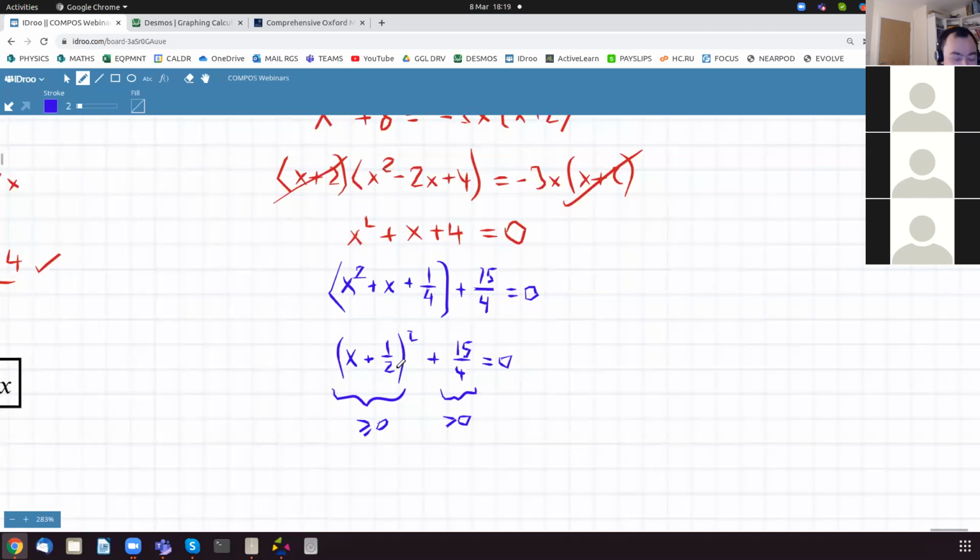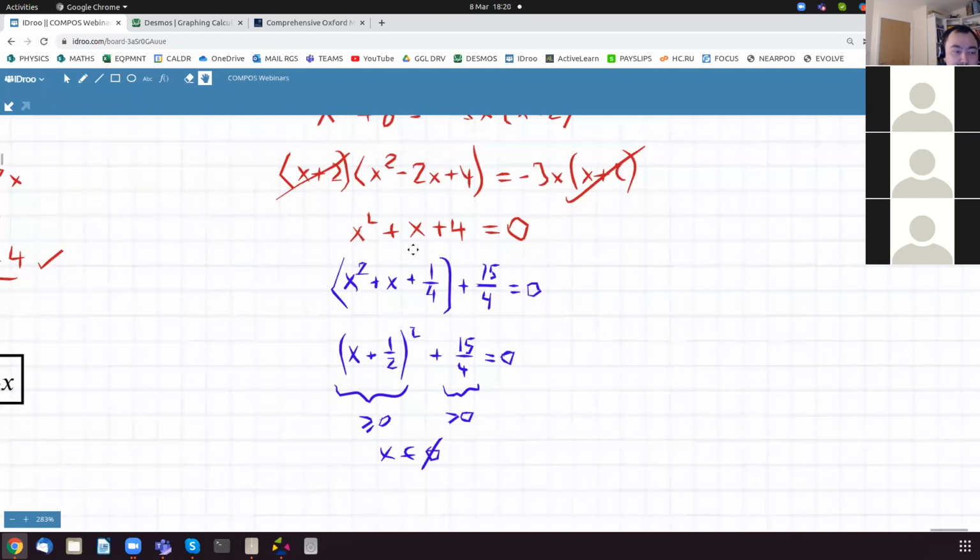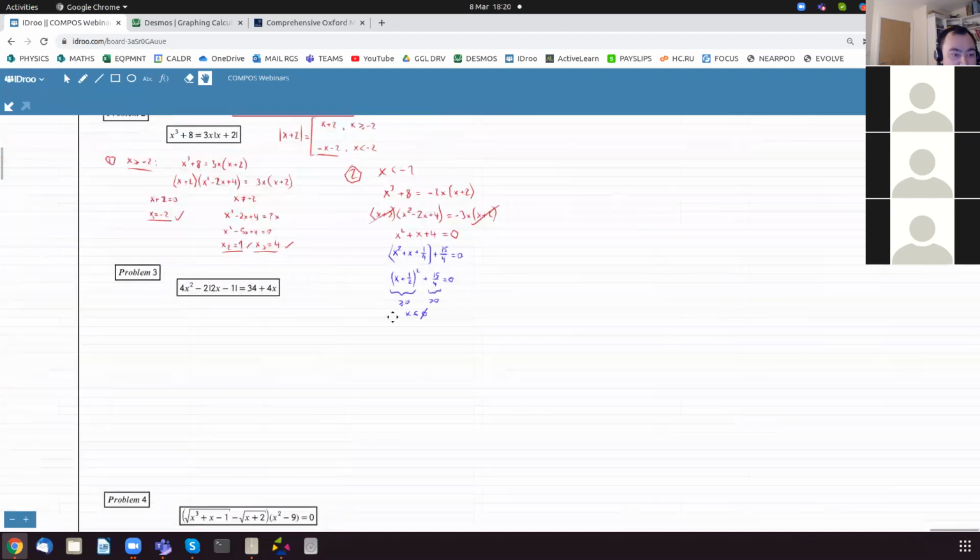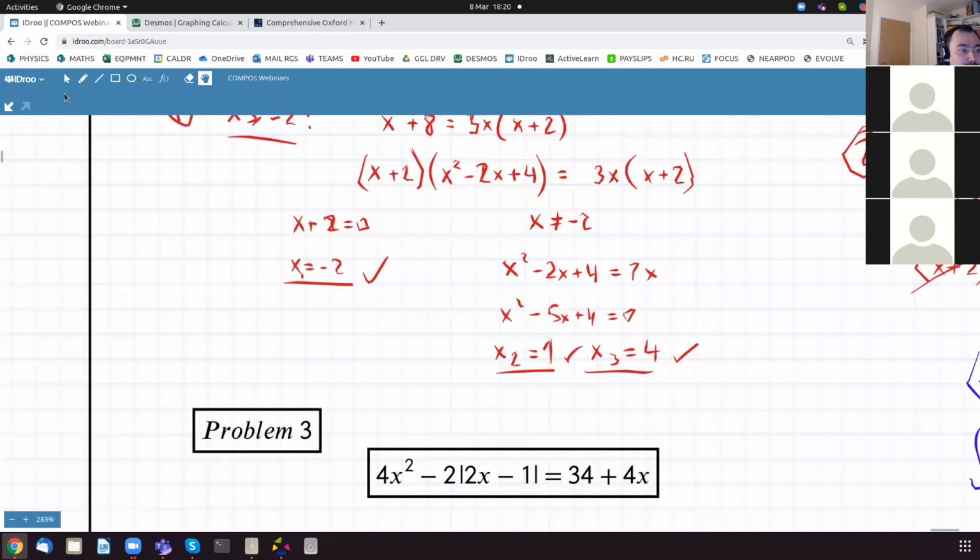Well, this is non-negative technically. This is a positive number. So adding two positive numbers never gives you 0. Therefore, no solutions. X belongs to an empty set. So you have 3 solutions and they are here: 1, 2, and 3.